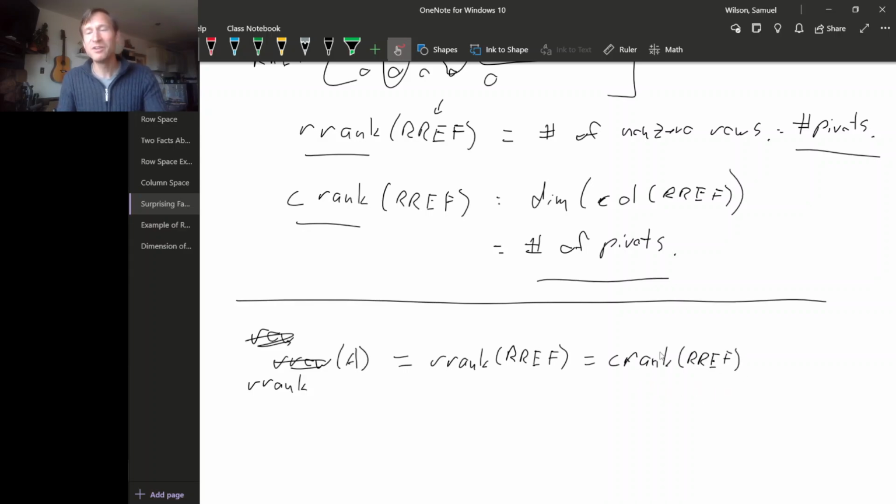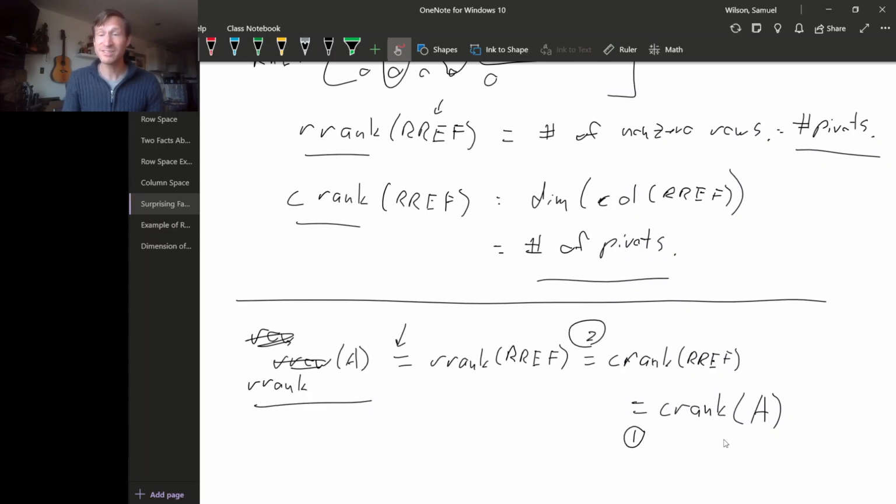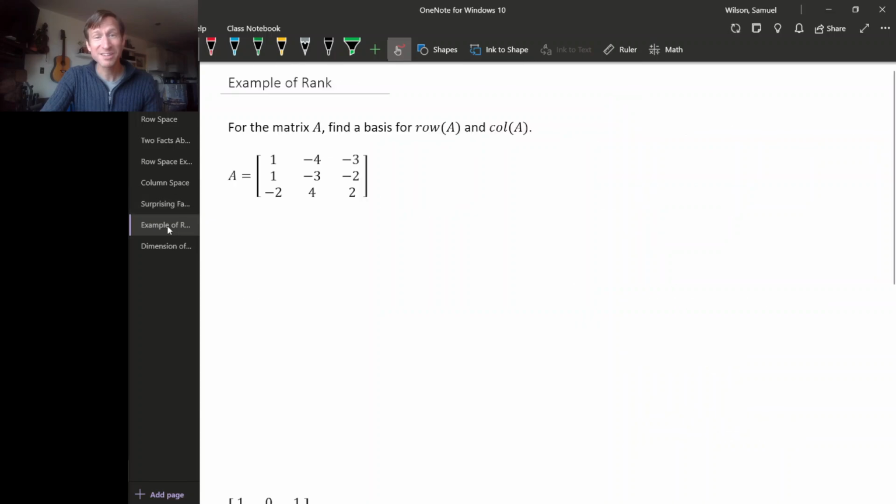And if we unwind our row reduction to get back to the original matrix, the column rank of the original matrix is equal to the column rank of the reduced row echelon form, because row operations don't change the dimension of the column space. They change the column space, but not its dimension. So this we knew, this was step 1, and this equality was step 2. This shows that the row rank of any matrix is equal to its column rank, which is a bit of a surprise. This gives us a really nice shortcut for computing row ranks and column ranks.